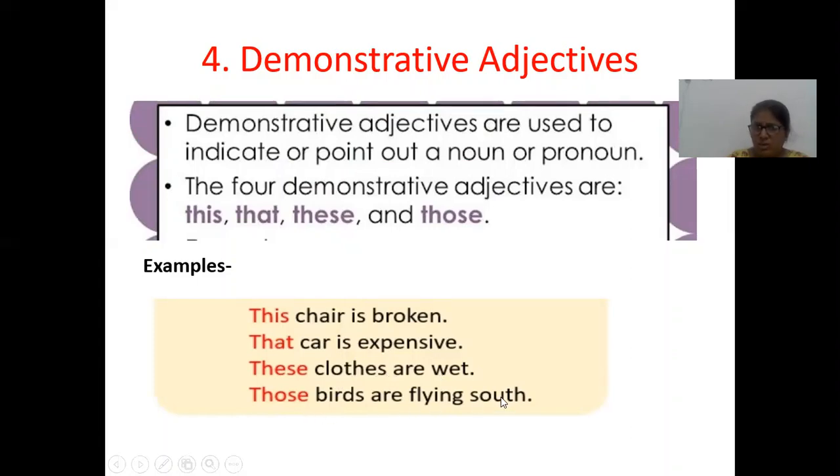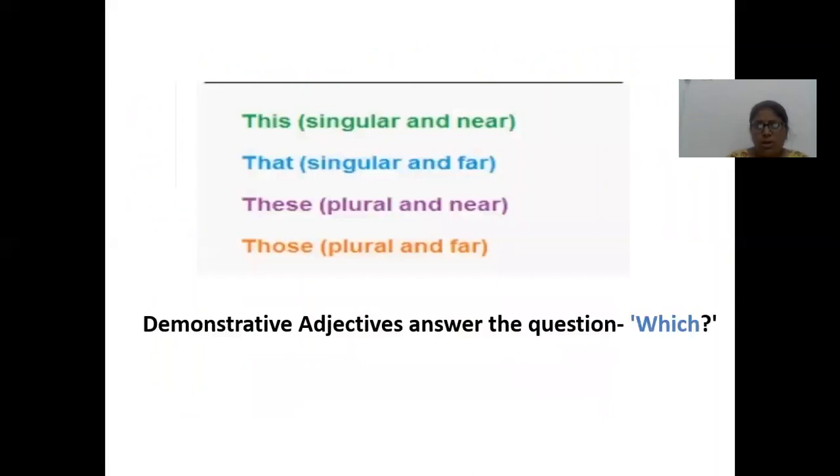birds are flying south. So here we can see that car is singular, clothes and birds are plural. So with singular what are we using? This and that. With plural we are using these and those. Now how to use them? Now see, this we use with singular and near object, that we use with singular and far object, these we used with plural and near object, and those we use with plural and far object.